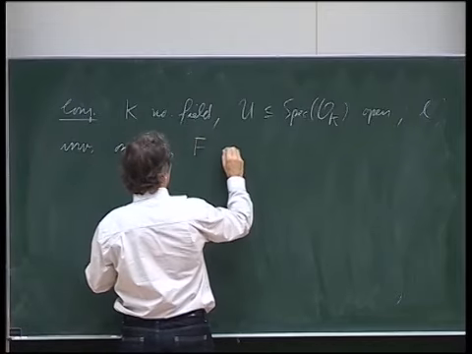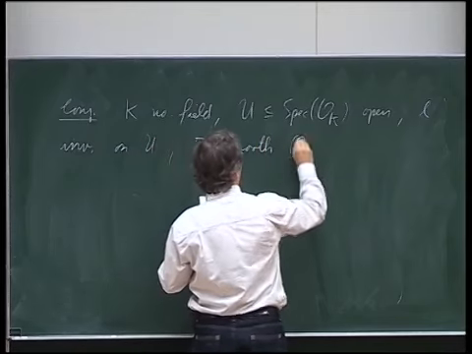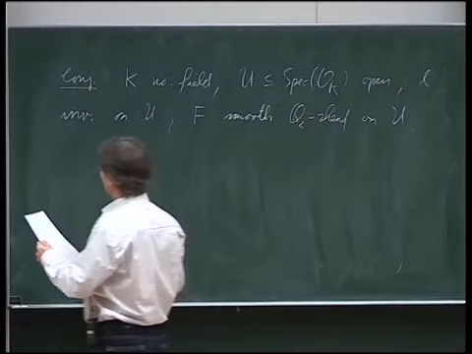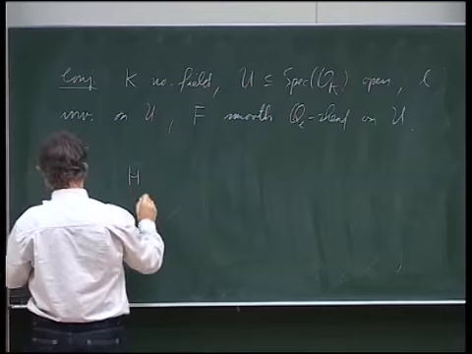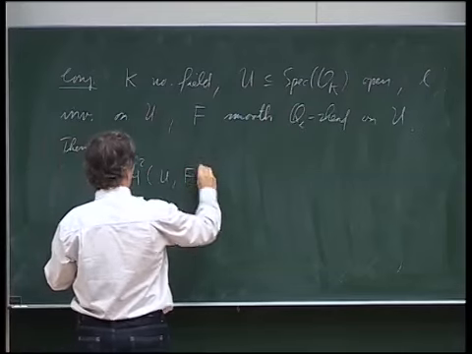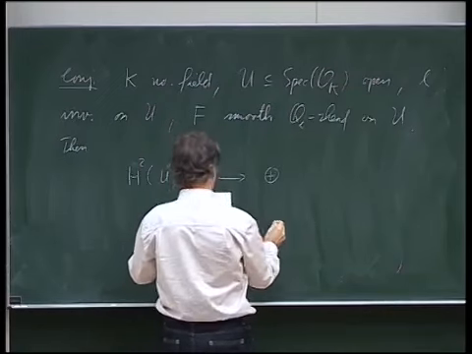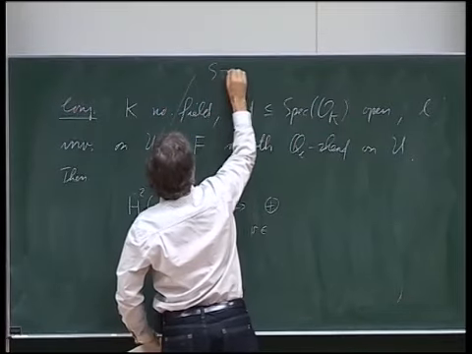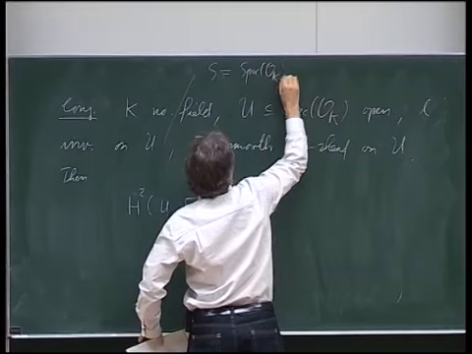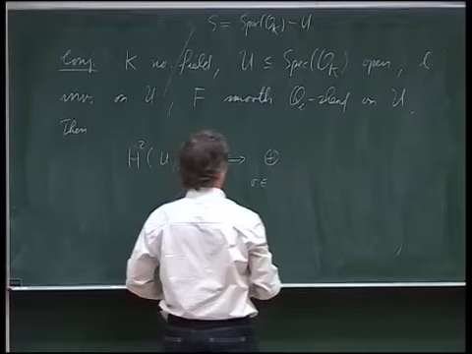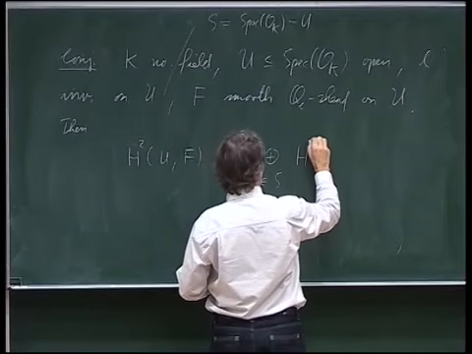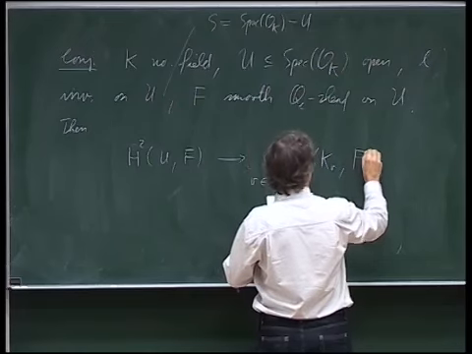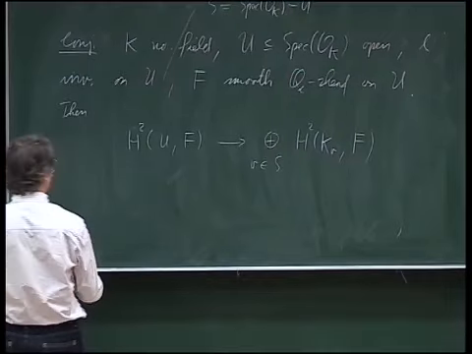And let F be a smooth Q_l sheaf on U. Then the conjecture is the second étale cohomology of F injects into... Also, for notation, I want to have S equal to Spec O_K minus U, so the missing places in S. So then I have H2 of the local fields, the completions. Then this is injective.